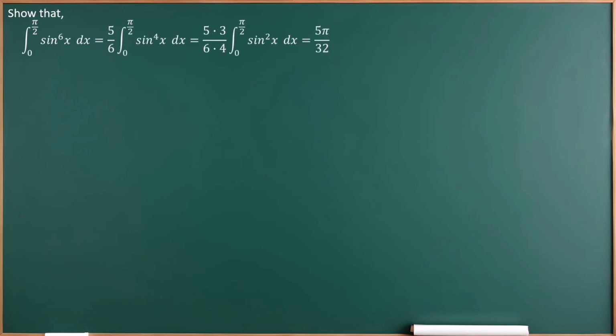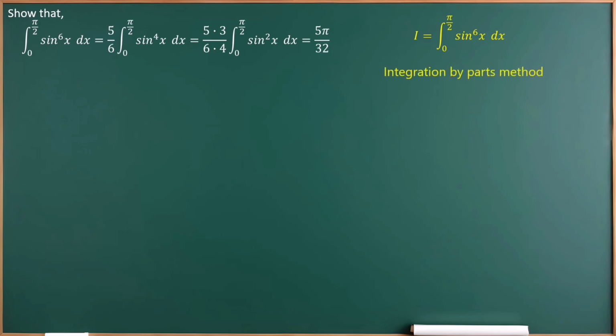Before we start anything, let's think about how we can solve this question. Let's take the integral of sine to the power of 6x as capital I. Then we need to find this capital I value. First, we need to convert the integral of sine to the power of 6x to sine to the power of 4x. To get this result, we can use the integration by parts method.